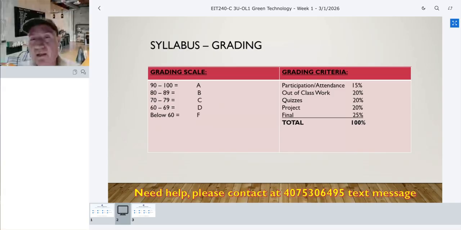Don't forget, guys, very important: before the quizzes I have a pre-quiz, a pre-midterm, and a pre-final. It's a practice test, okay? You have two attempts. Don't forget to complete it before you take the real test. The idea is to help you get more practice and understand the concepts about green technology.